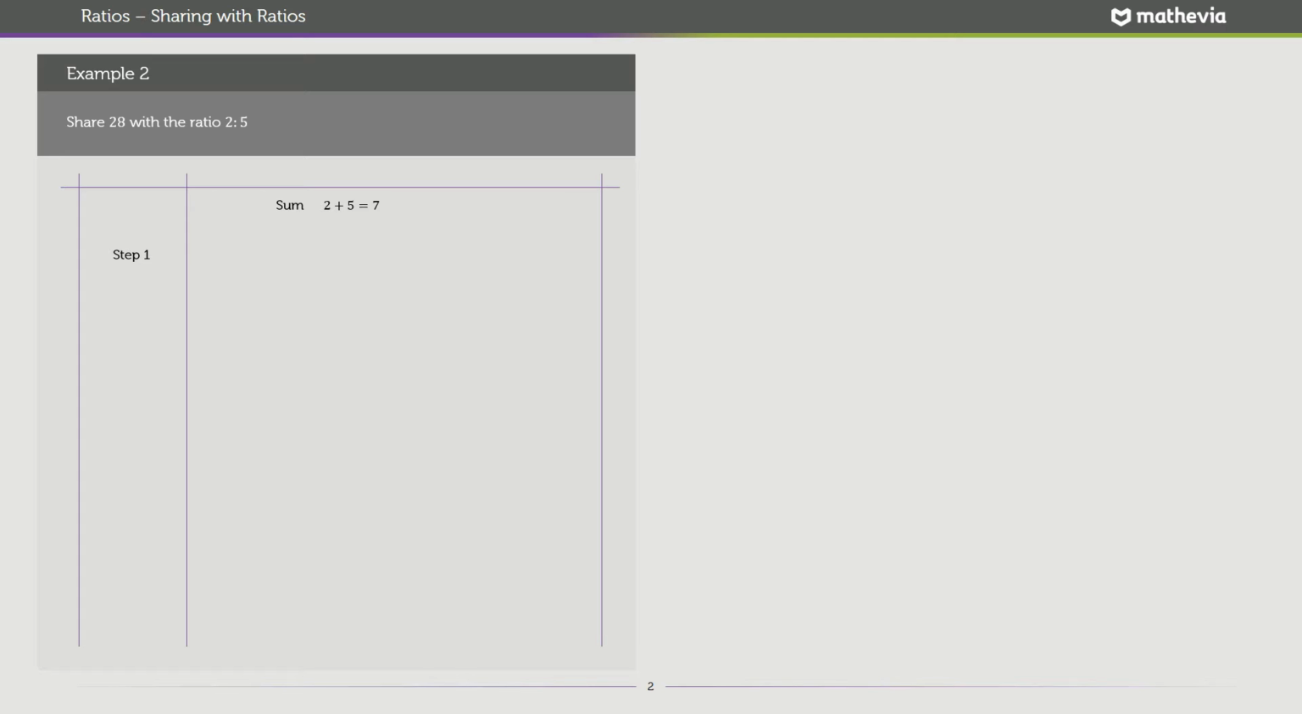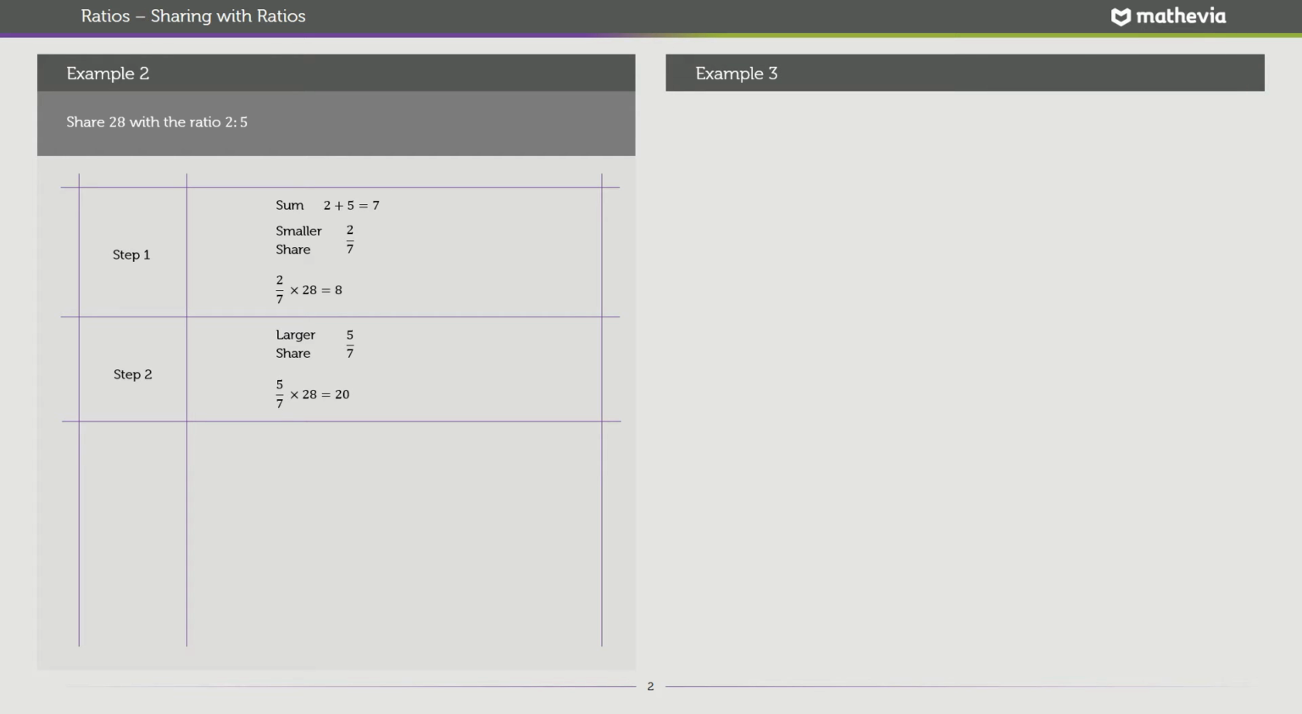So there will be a smaller share, and 2 is the ratio value for the smaller share, and 5 is the ratio value for the larger share. For the smaller share, we have 2 out of 7. Then you just say 2 over 7 times 28, and you should end up with 8, because 7 into 28 gives you 4, and 2 times 4 gives you 8. Similarly, for the larger share, you have 5 over 7, and 5 over 7 times 28 should give you 20. So sharing 28 in the ratio 2 to 5 would give you 8 and 20.